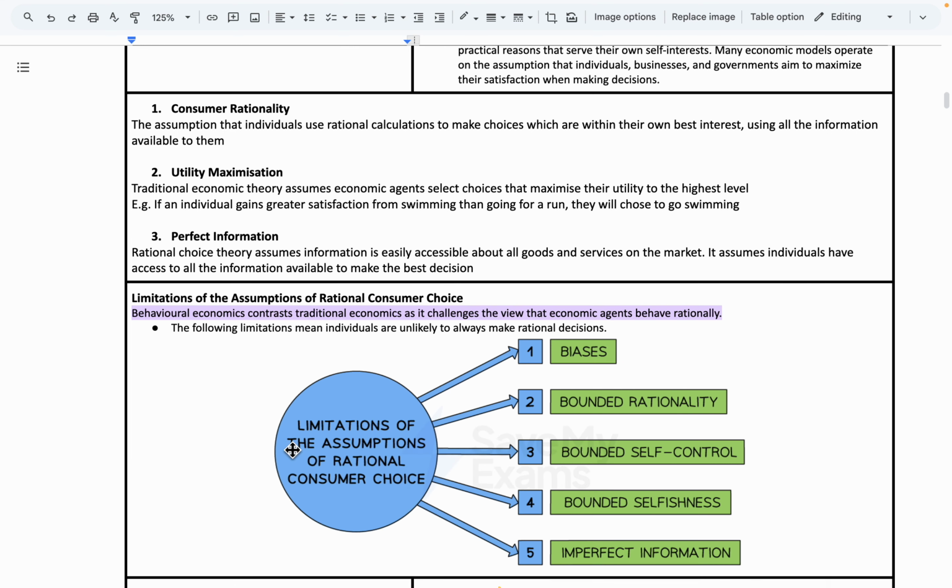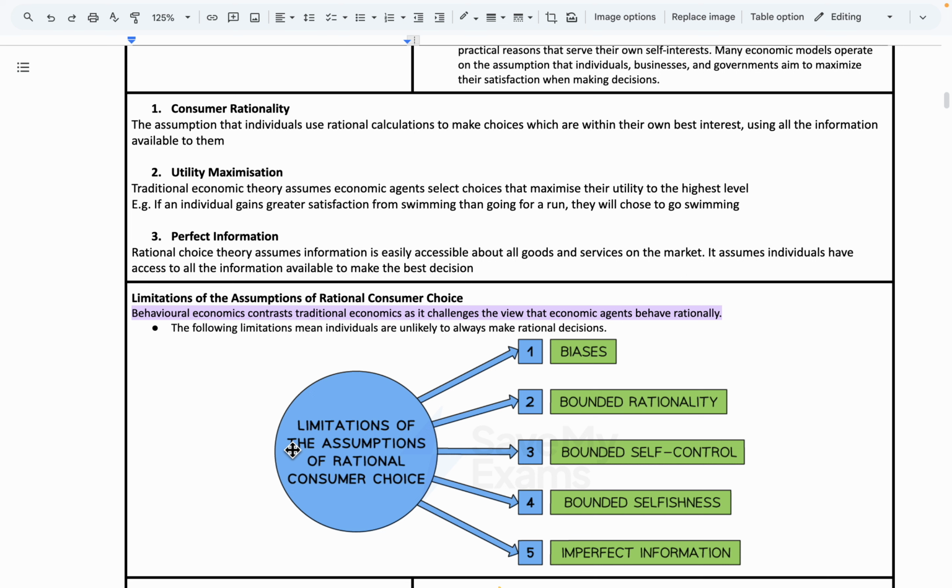So based on this, we have 3 ideas. Consumer rationality, where the assumption is that individuals use rational calculations to make choices which are within their own best interest, using all the information available to them. Number 2, utility maximization. So this means you want to be satisfied, you want to be happy. That's it.